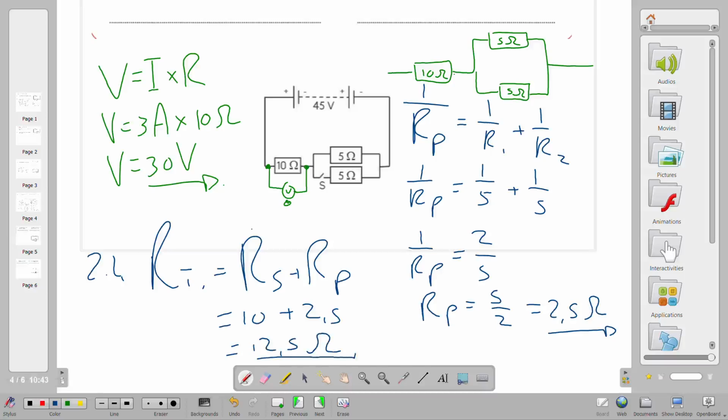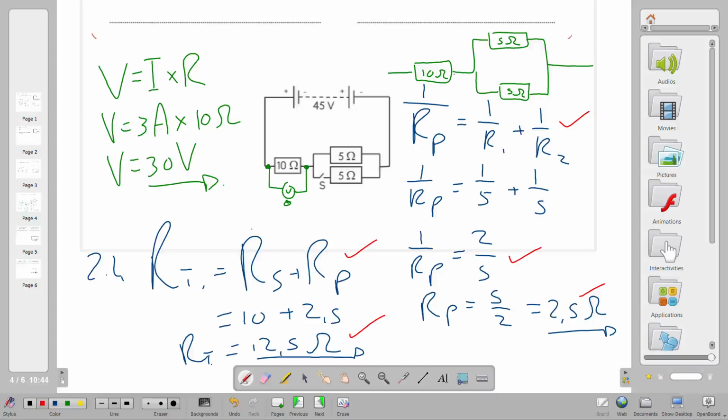12,5 ohm for R total. Alright, how would the marks be allocated here? Well, pretty much for calculating your parallel resistance, substituting, and then the final answer. And then for the total and your answer. That's a couple of marks as well.